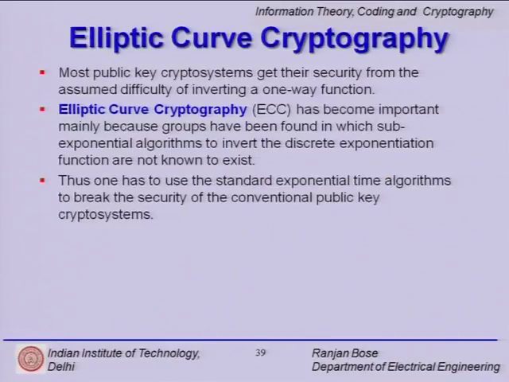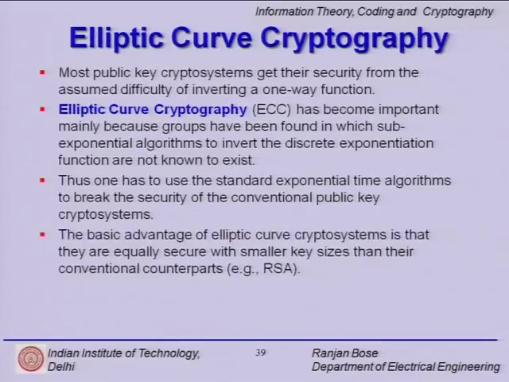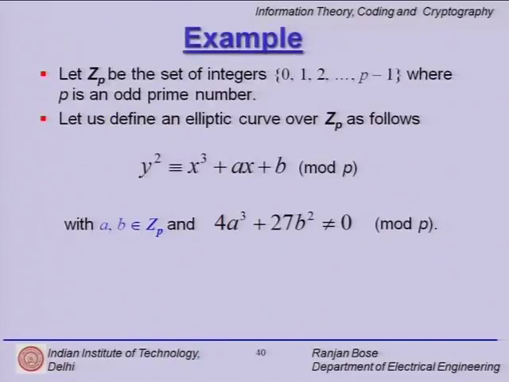So, thus one has to use the standard exponential time algorithms to break the security of the conventional public key crypto systems. The basic advantage of ECC, or elliptic curve cryptography, is that they are equally secure with smaller key sizes than their counterparts like RSA. So, smaller key size, but equal security. So, it is kind of an example to understand.